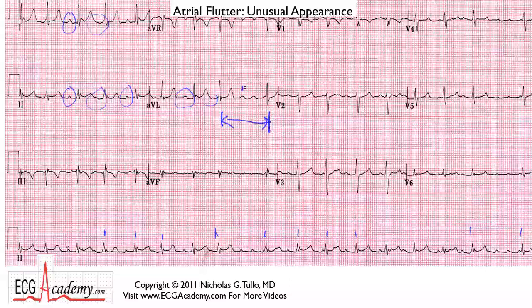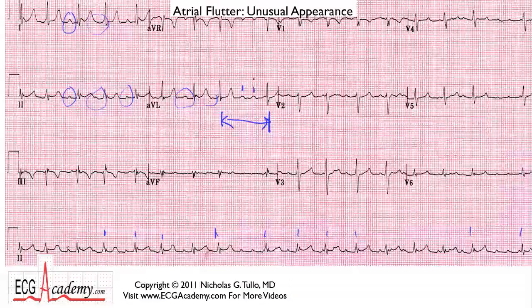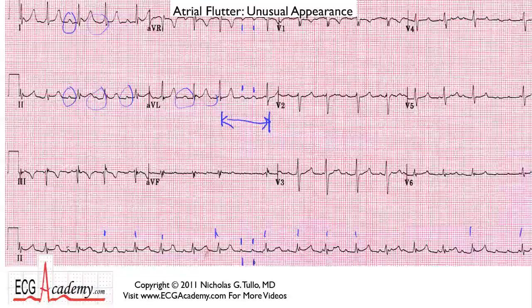And immediately I see that there are 2 bumps in a row. Even if you look at AVR, there are 2 negative bumps. And when you look at the rhythm strip here in lead 2, you see 2 bumps in a row. That basically establishes the atrial rate. The atrial rate here is about 250 beats per minute.